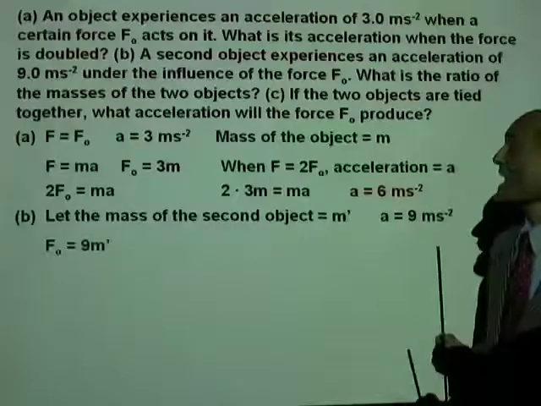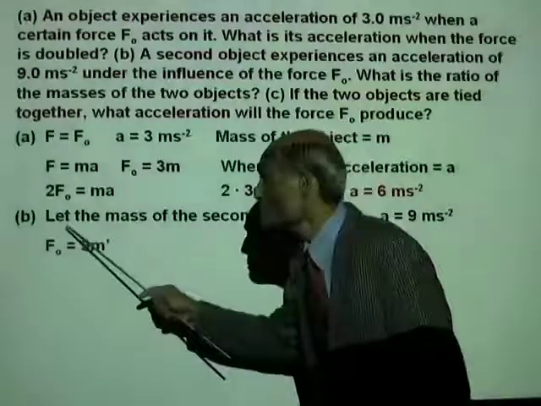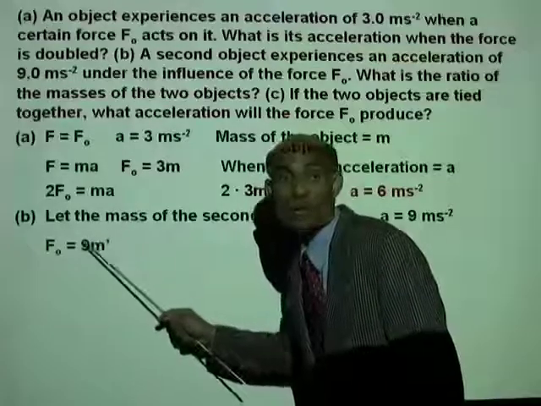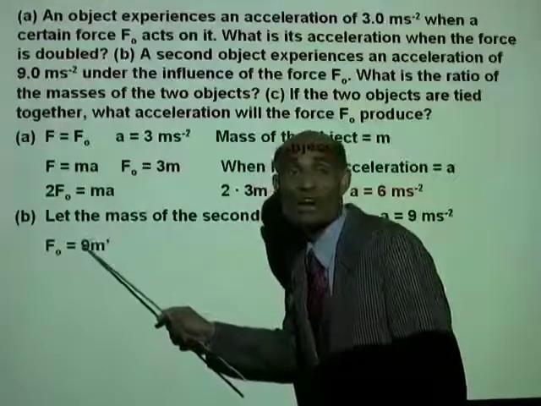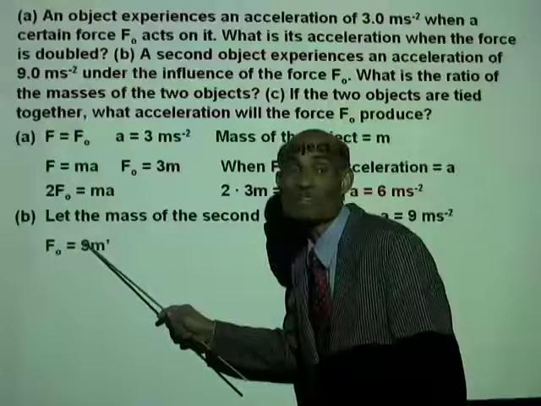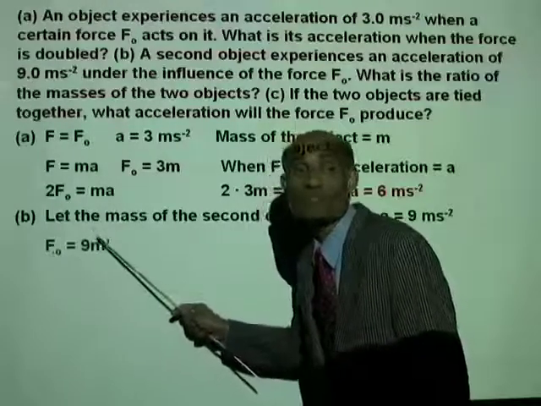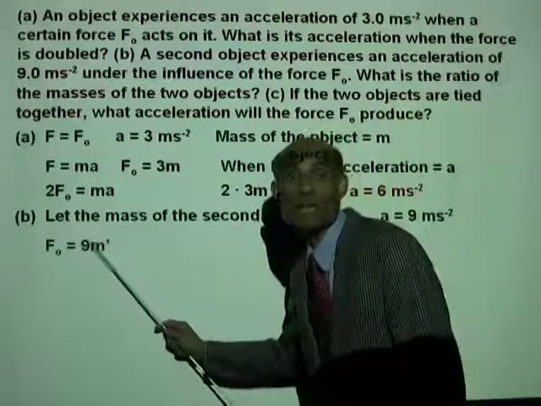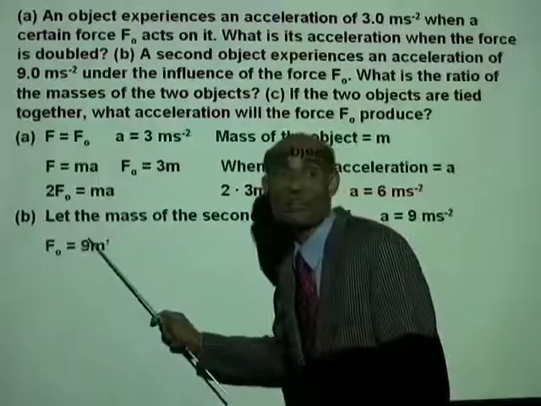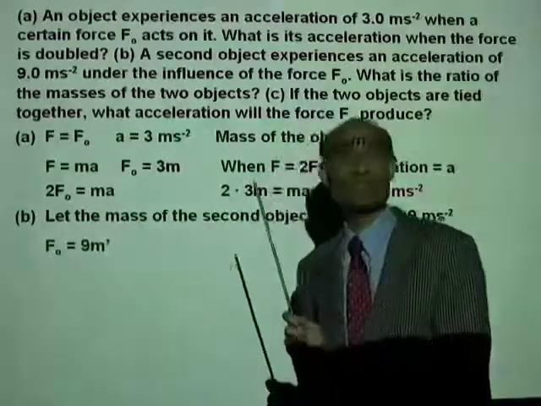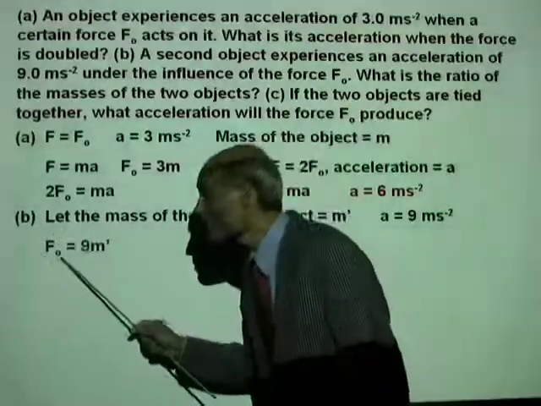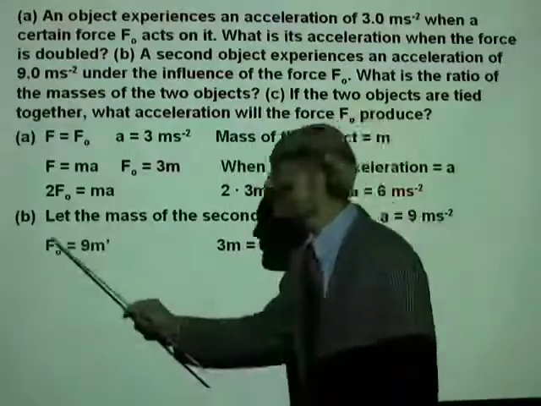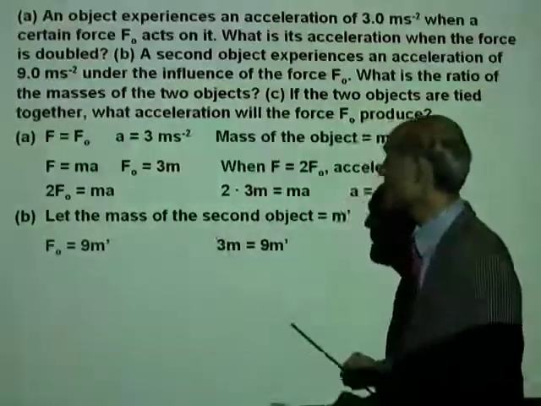The acceleration is 9 meters per second squared. The same force F0 acting on m prime produces an acceleration of 9 meters per second squared. That means F0 equal to ma, the same equation. F0 equal to ma. m here is m prime, acceleration is 9 meters per second squared. Well, you know that F0 can be replaced by 3m. So, F0 is replaced by 3m.